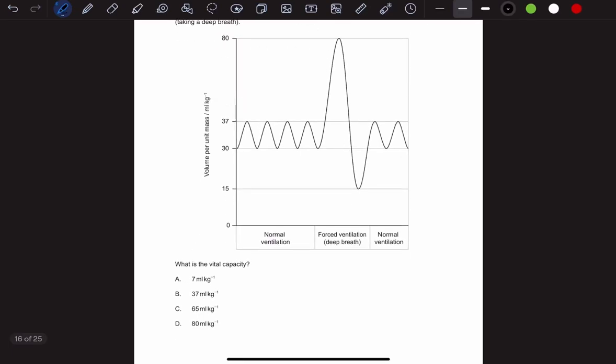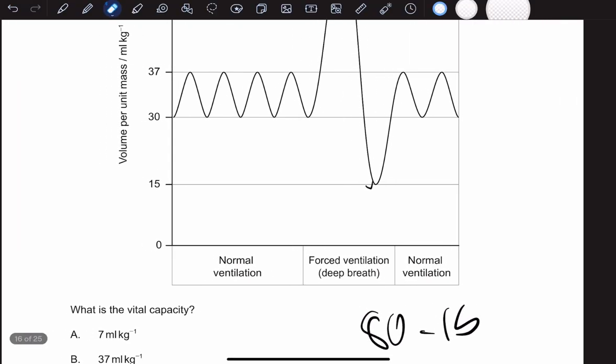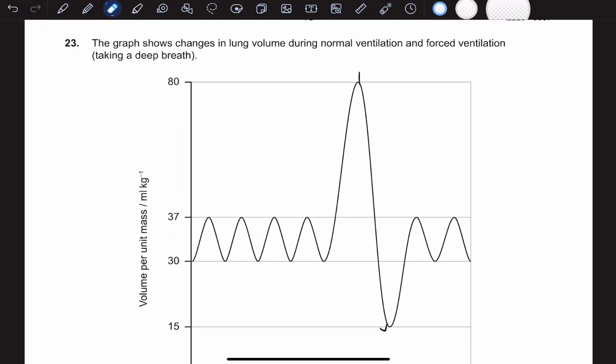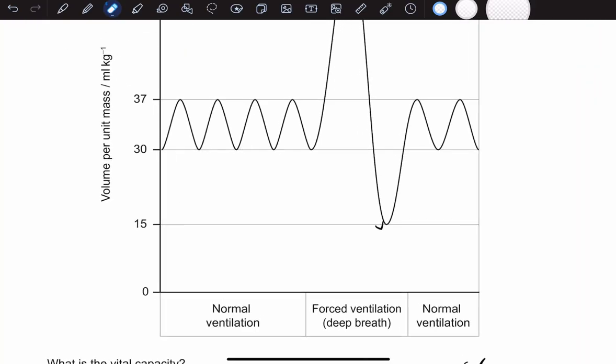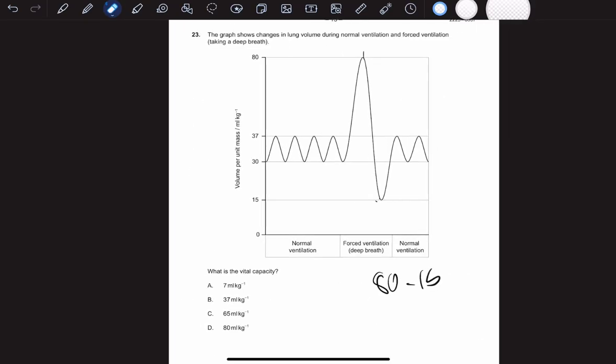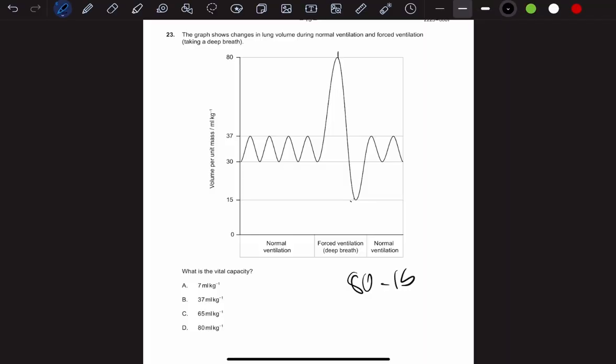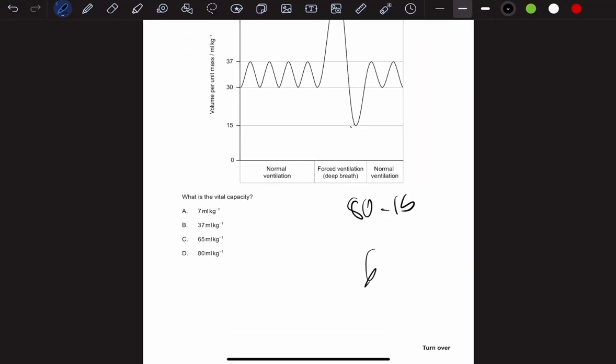So we're just going to be looking at the difference between here and here. So it's basically AT minus 15, right? We're looking at the forced ventilation, the peak at the volume per unit mass, and then the low point that it goes to in the forced ventilation, and we get a value of 65, which is C.